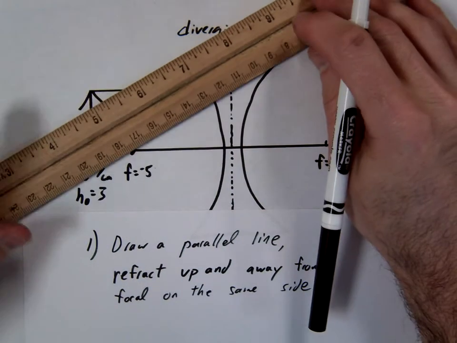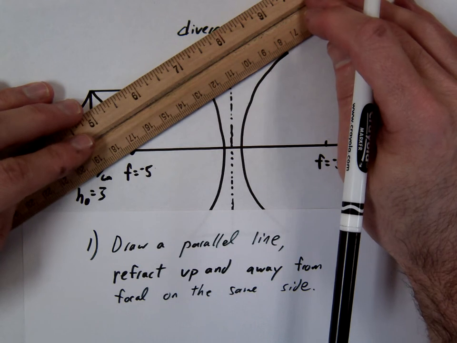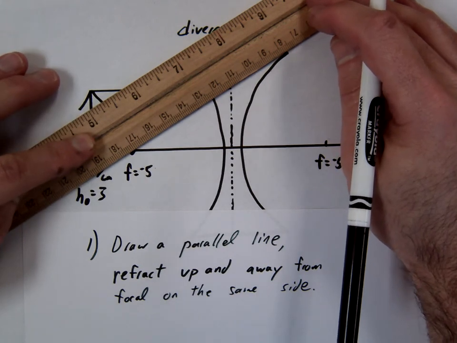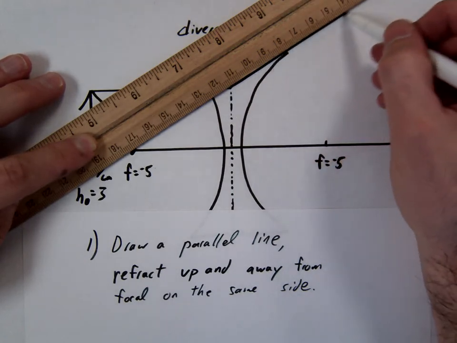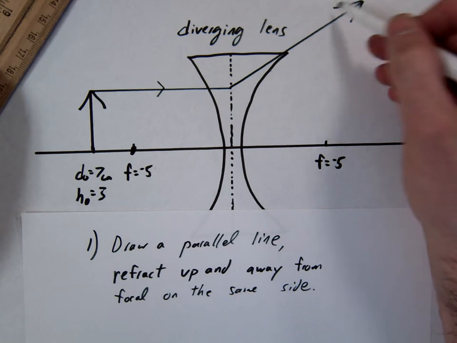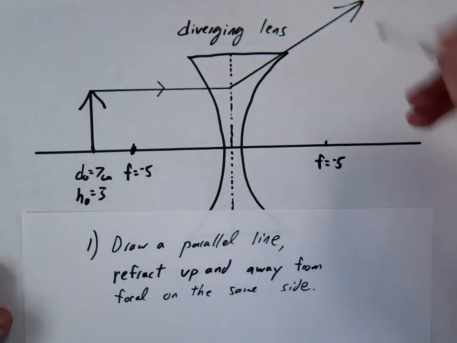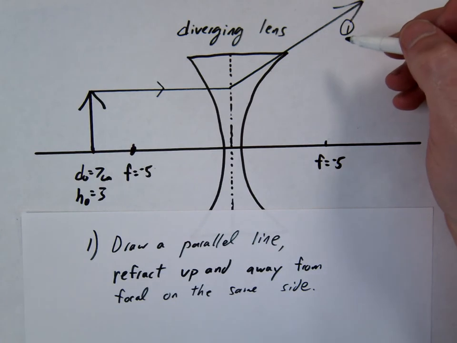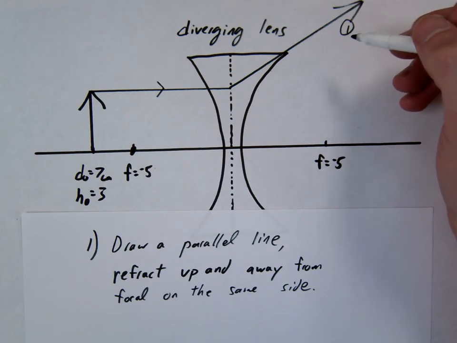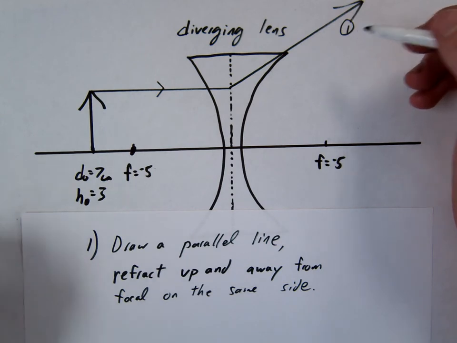So what you're going to do is you're going to take your ruler, aim it with the focal point back here, and then you're just going to send it up, up, up, like that. Okay, and that should be your beam 1. One of the things to remember about these lenses is you never ever draw a line through the focal point. It's always going to be aimed.